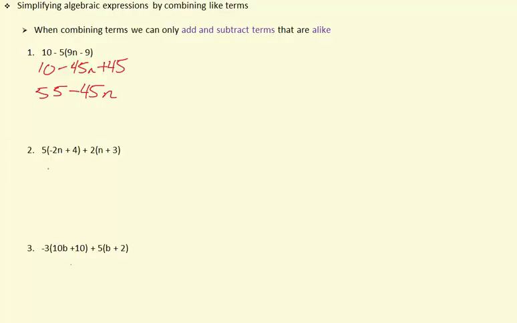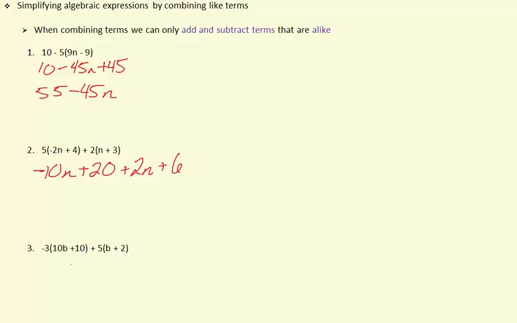In our second example, we'll do the same thing. We'll distribute our numbers through the parentheses to get one complete expression. 5 times negative 2n will give us negative 10n, plus 5 times 4 gives 20, plus 2 times n gives 2n, plus 2 times 3 will give us 6.